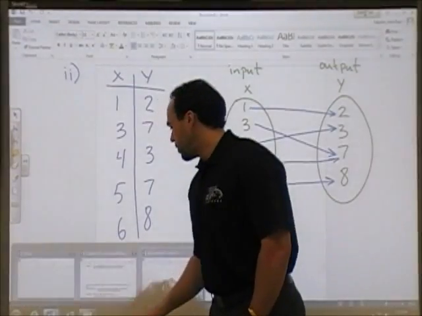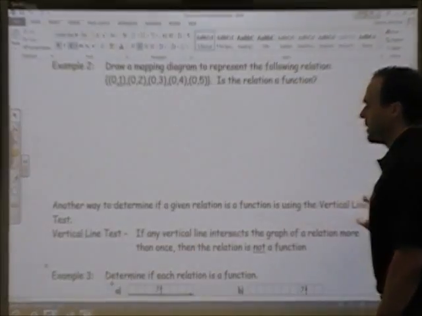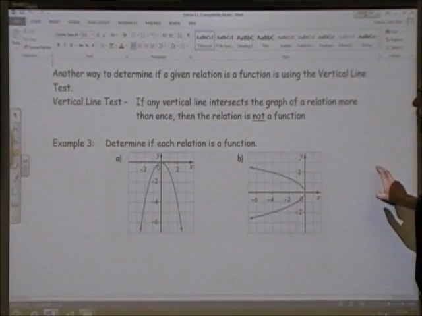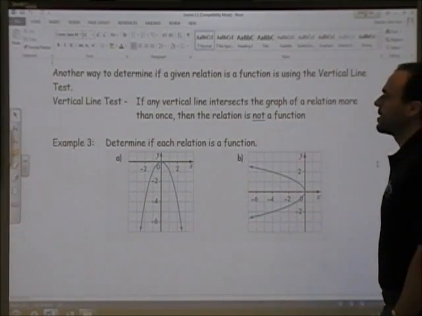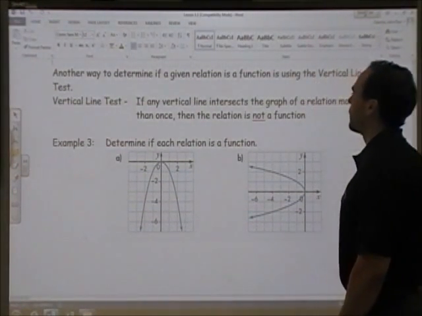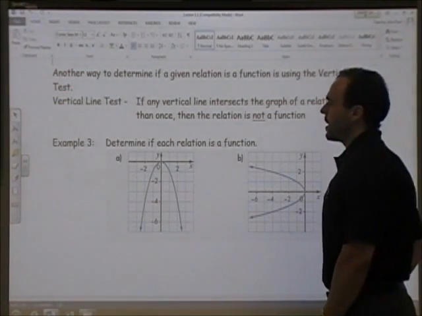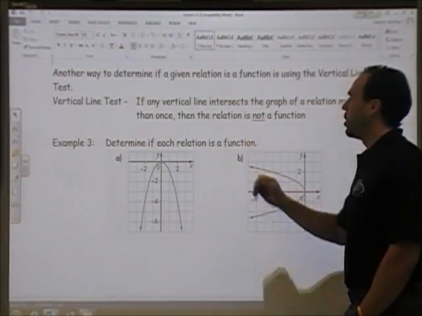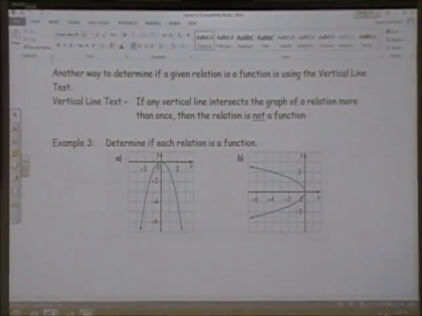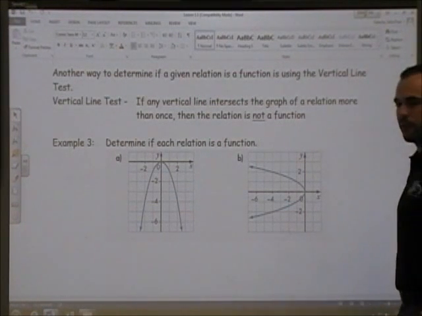And so let's go back to our lesson here, and if I take a look at example 3, just before example 3 it says, another way to determine if a given relation is a function is by using the vertical line test. So the vertical line test is this: if any vertical line intersects the graph of a relation more than once, then the relation is not a function.